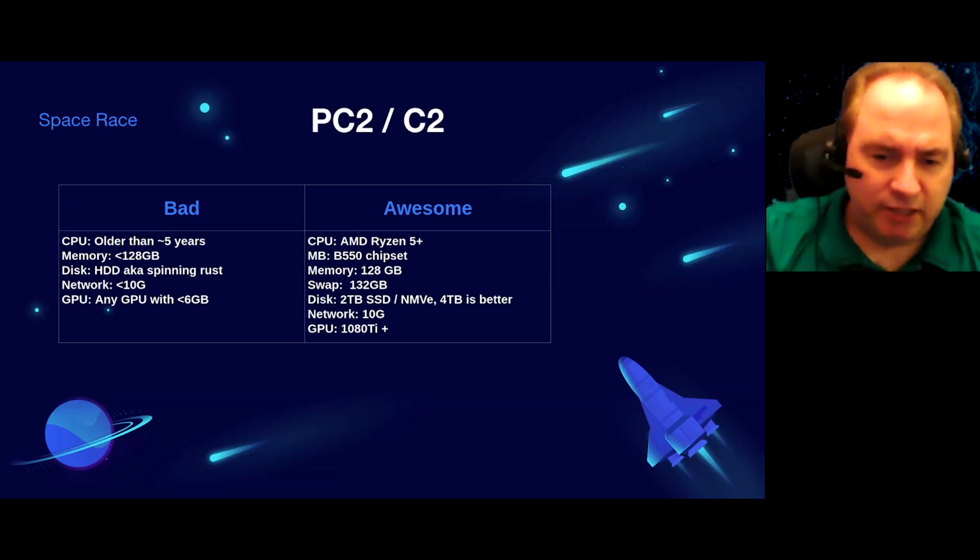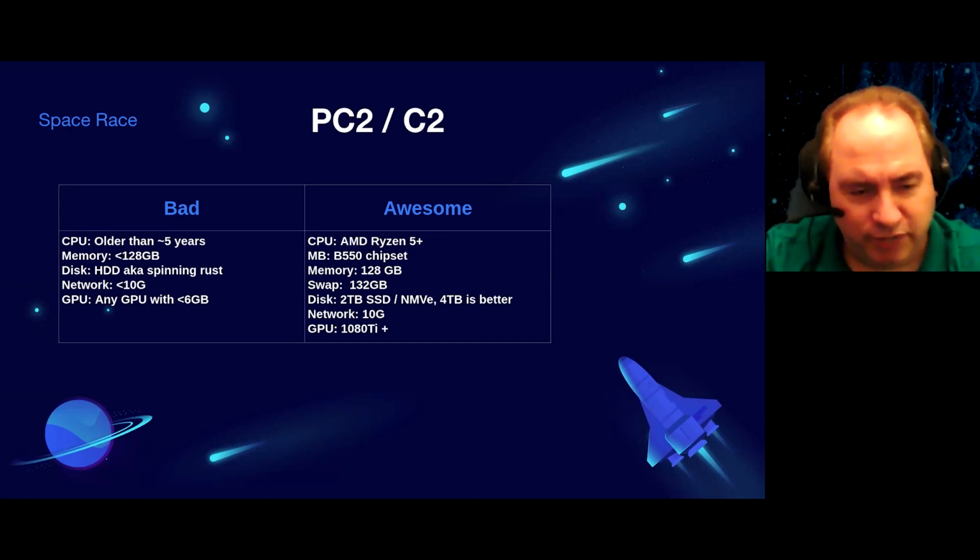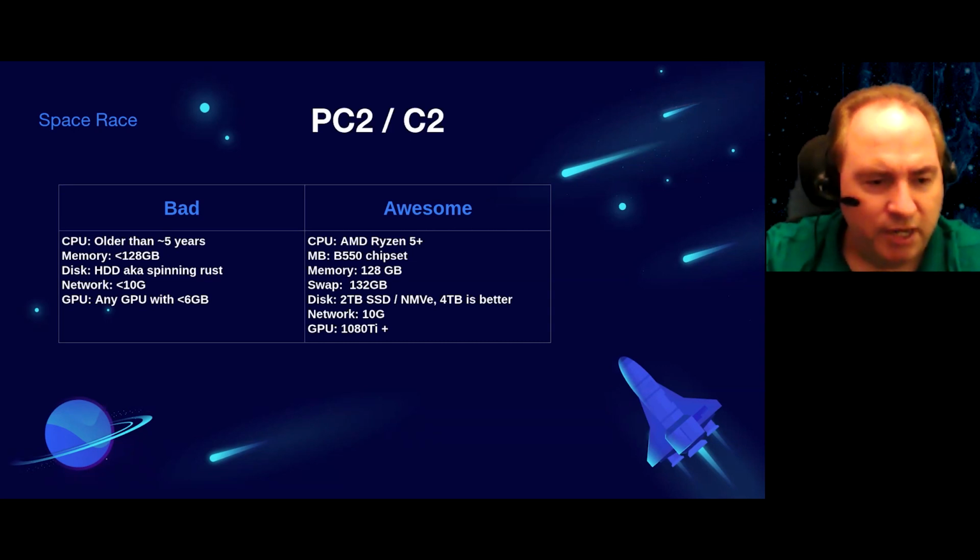Then PC2 and C2, in my environment, I actually run them on the same set of hardware, because at the moment they do need similar requirements. Both processes need more threads and a reasonable, moderate amount of memory and GPU. That's the main driver difference between having different hardware for PC1 and different hardware for PC2 and C2. So on the bad side, you don't want to use any CPU that's older than 5 years. Memory, you've got to be over 128 gigabytes or more.